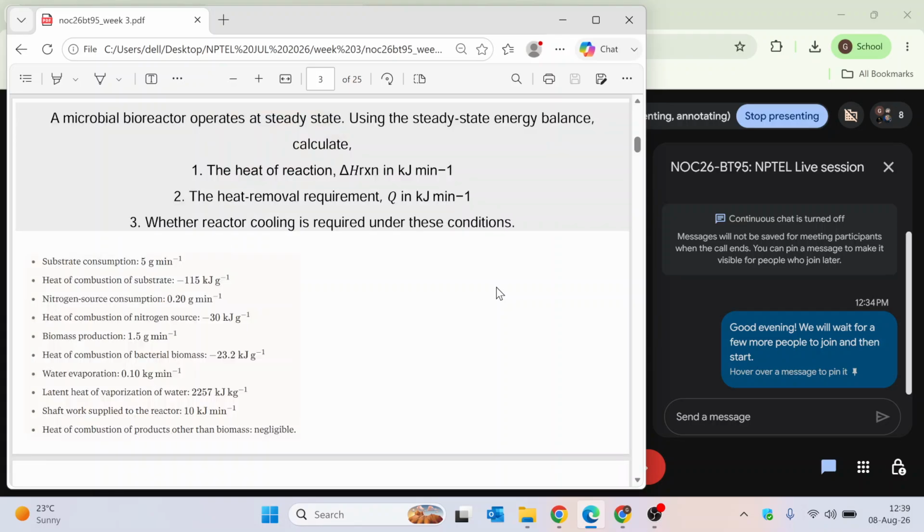You can try to solve this now, and in the meantime, if you have any specific doubts regarding this energy balance, you can post them in the chat box. Here a microbial reactor operates at a steady state, and using the steady state energy balance, you are asked to calculate the heat of reaction, the heat removal requirement, and whether cooling is required. So you have to find del H reaction, Q, and whether cooling is required. All the necessary data is given below, so you can just work it out.